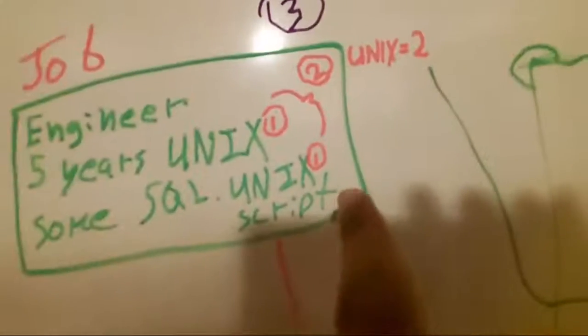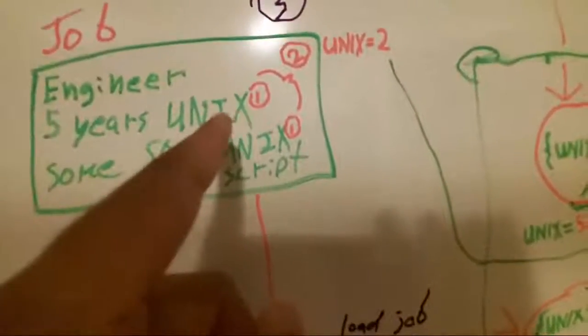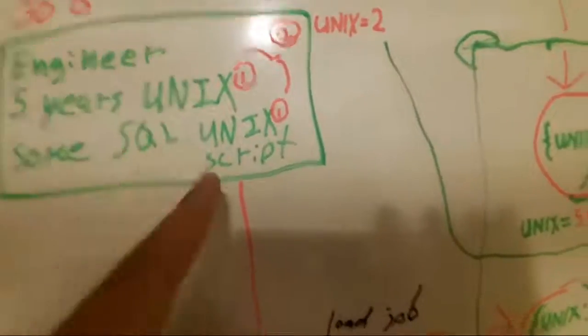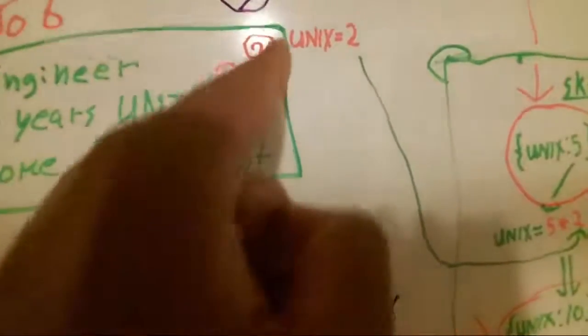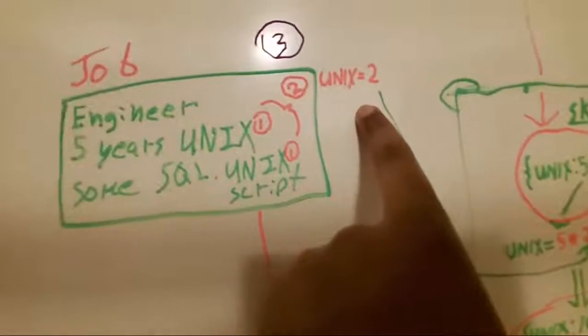So right here, I'm showing an example of the Unix count. So first iteration, we counted Unix. We find Unix here and Unix here. 1 and 1 equals 2. So the value for Unix is 2. So as far as the job description, it gets a score of 2 as far as Unix.